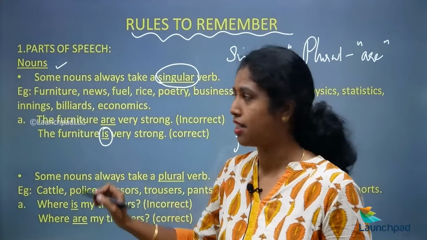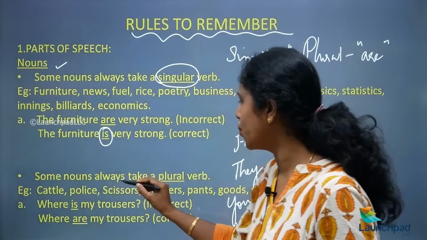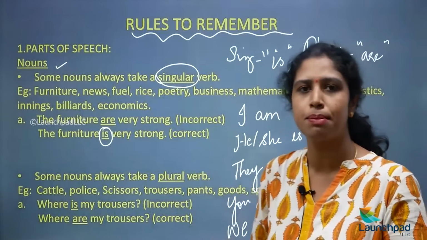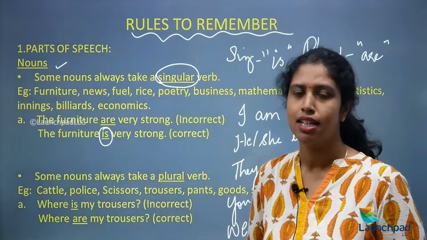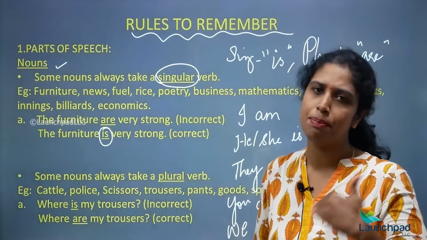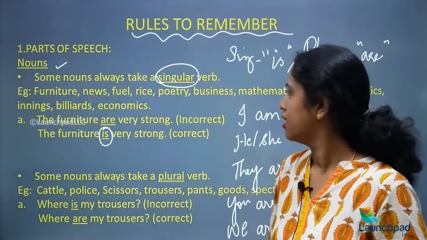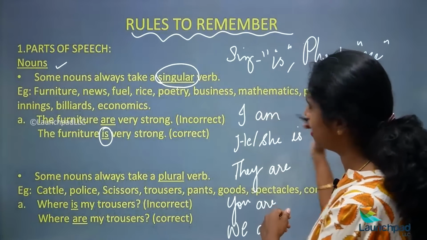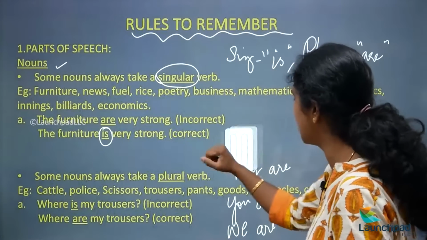Next, what is your next condition? Some nouns always take a plural verb. So what is a plural verb? Are. In present we say are, in past we say were. I had given you this in present, so let me tell you in past also.